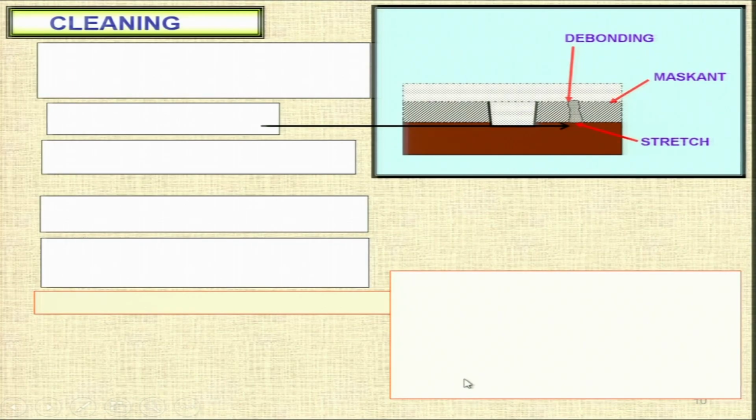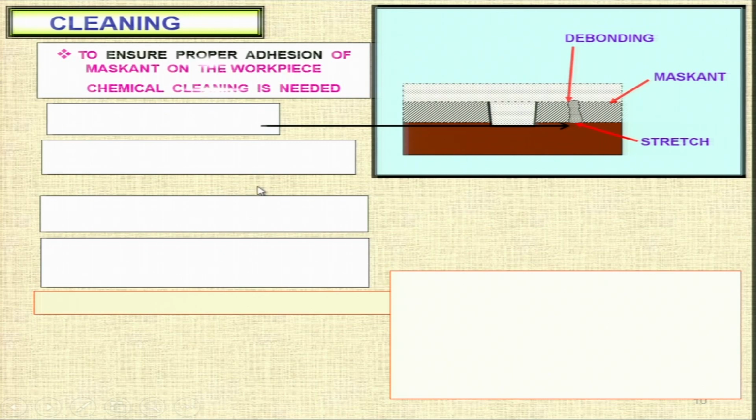Cleaning. Now this is the maskant to be removed. Now let us see here. To ensure proper adhesion of maskant on workpiece, chemical cleaning of the workpiece is needed, so that this maskant properly adheres on the workpiece surface. If it is not properly cleaned, then this maskant will not adhere and it will get separated out. If debonding takes place, stray cutting.